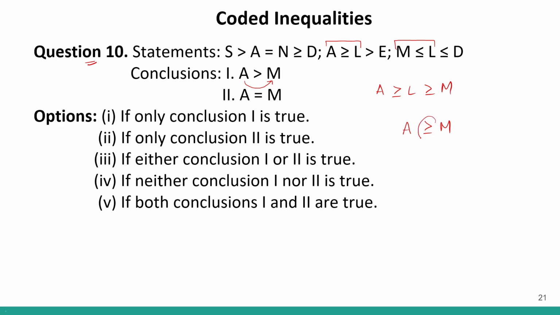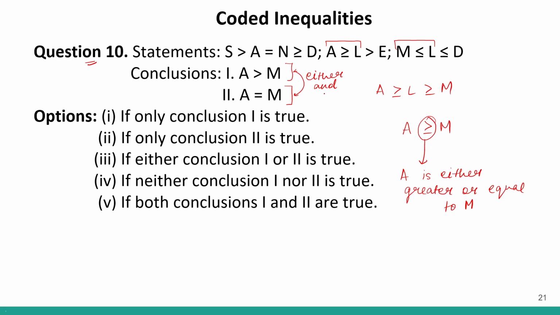Correct? And this sign, what is the meaning of this sign? I've told you already. This sign means A is either greater than or equal to M. So there are two possibilities: A could be either greater, or A could be equal to M. If I look at these two conclusions, in the first we have A is greater than M, and in the second we have A is equal to M. So basically this is an either-or case. That means A is either greater than M or it is equal to M.